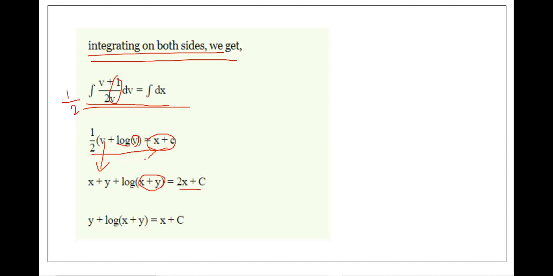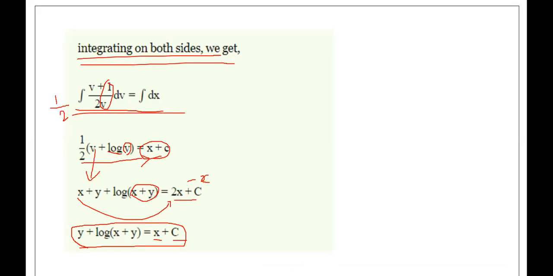Okay. So y plus log of x plus y. So when you bring x to this side, it would be minus x, right? Yes. So 2x minus x is nothing but x plus c. Okay. So this is the final equation that we are getting when we solve that particular question. Yes. So for any differential equation, if they give you this, we need to just take x plus y as v, and then we will perform the integration process and you will back substitute. Okay, so yeah, this question is all about integration.